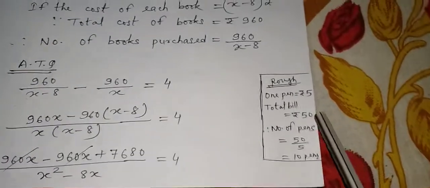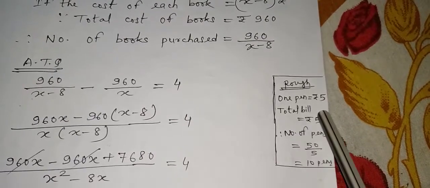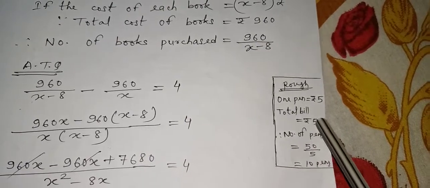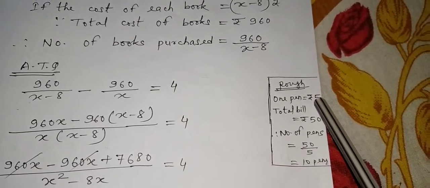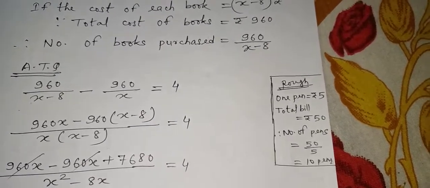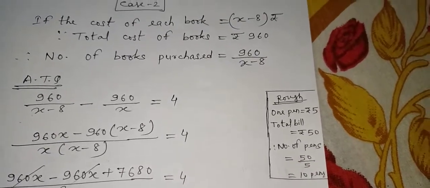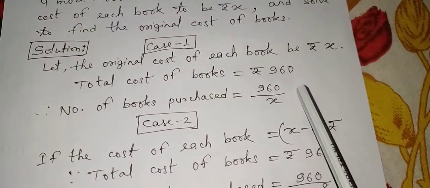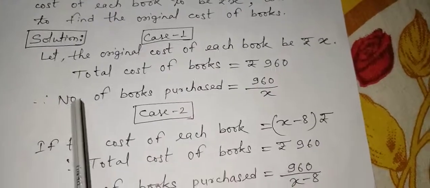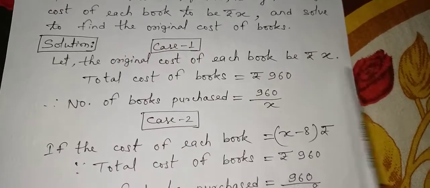For example, if you could not understand, I will give you one example. Suppose one pen's price is rupees 5 and the total bill was rupees 50. Then how many pens did you purchase? The number of pens will be total bill 50 by price of each pen 5. So 5 tens are 50. That means 10 pens were purchased. So we divide the total bill by the price of one pen, then the total number of pens comes. Same thing: if you divide the total bill by the cost of each book, then the number of books will come. So this is the formula: number of books is total cost by cost of each book.